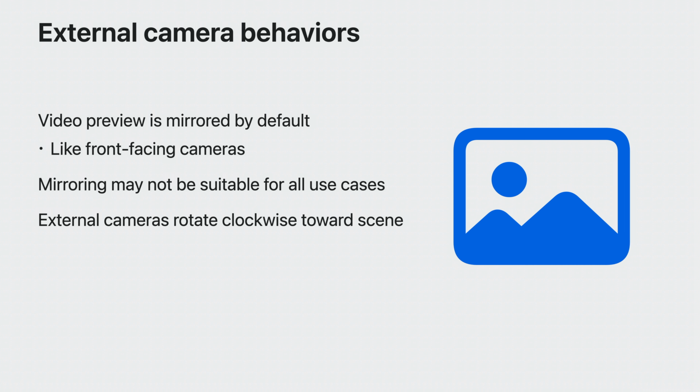In a previous section, I described camera rotation. While your app likely won't need to apply video rotation for an external camera, be aware that if you do, the system rotates external cameras clockwise towards the scene it is facing. This is the same way it applies rotation for built-in cameras.